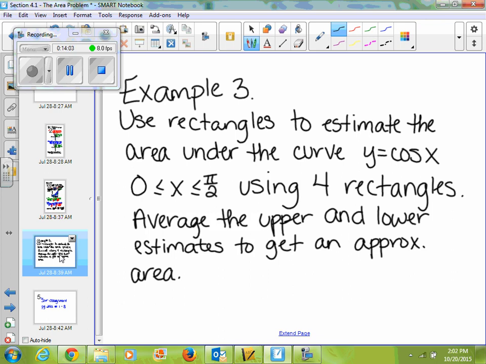So I'm asked to use rectangles to estimate the area under the curve of y equals cosine of x from 0 to pi over 2 using 4 rectangles. And I'm going to average the upper and lower estimates to get an approximate area.